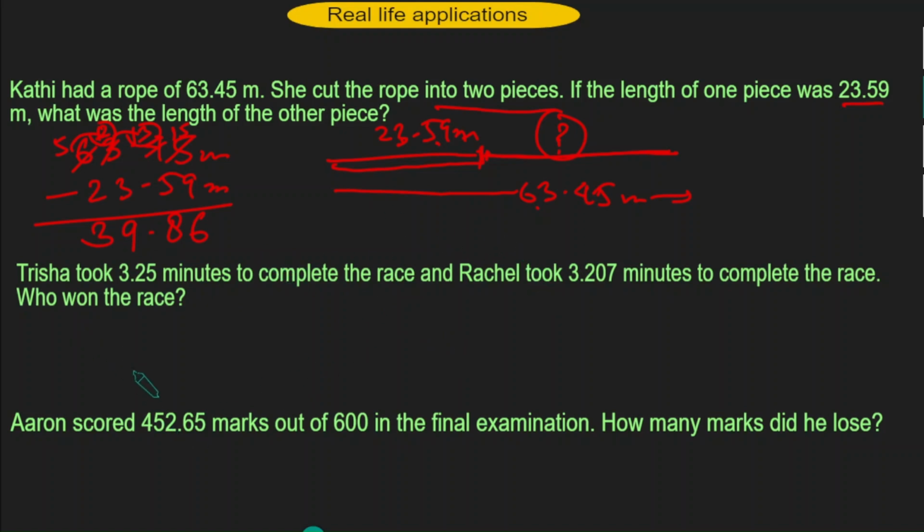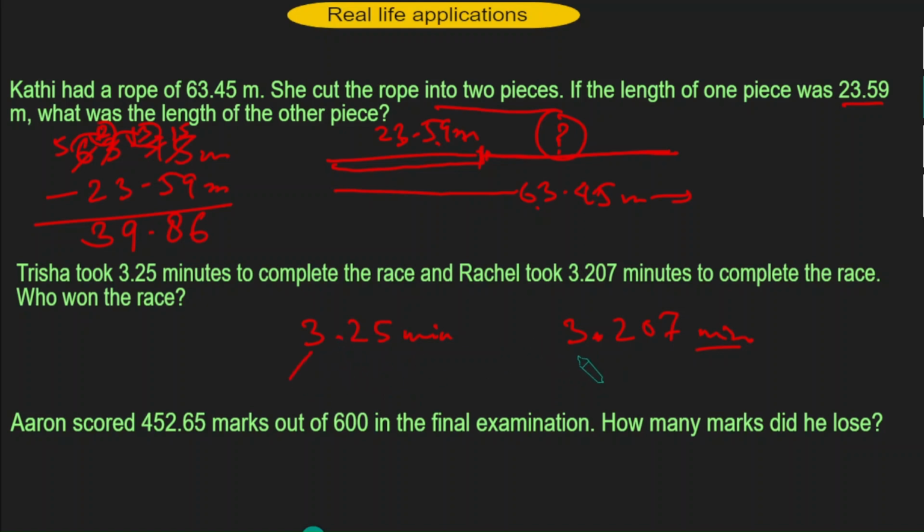Okay. Next question. Trishal took 3.25 minutes to complete the race and Rachel took this many minutes to complete the race. Who won the race? It is all about comparison, right? So one girl is taking this much time in minutes, and another is taking this much time in minutes. So whoever will take less time in the race will win. So it means we have to pick the smaller number between these two.